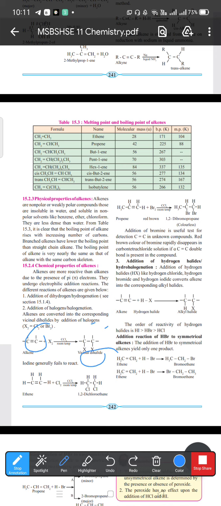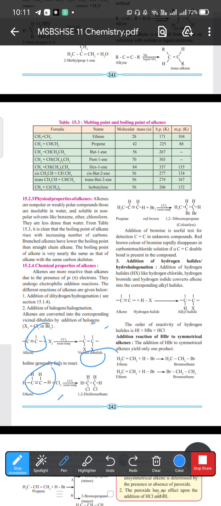Next reaction, with ethene, CH2=CH2. Ethene reacts with chlorine gas in presence of CCl4. It gives 1,2-dichloroethane. It is a vicinal type of dihalide.